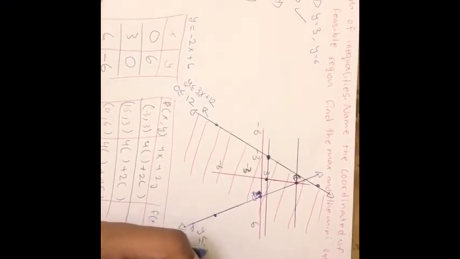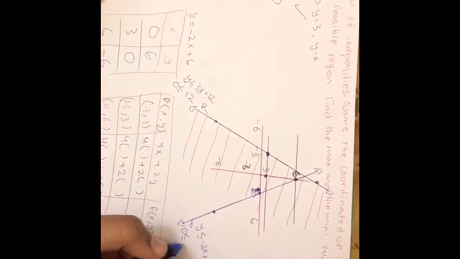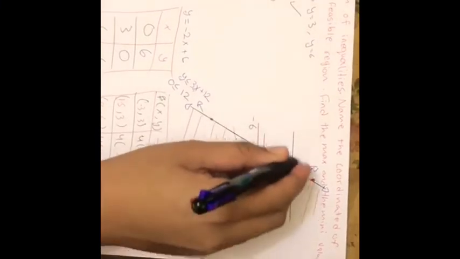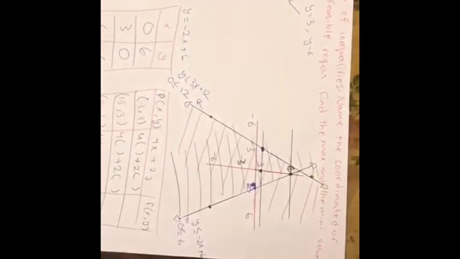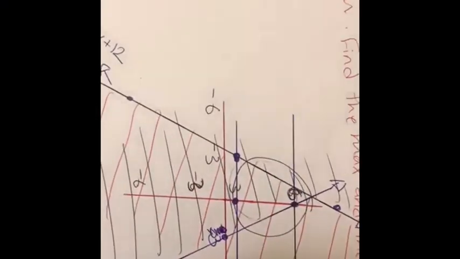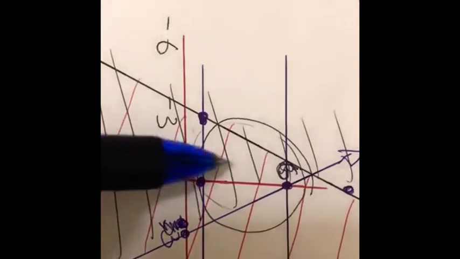And the second line says that y is less than or equal to minus 2x plus 6. And we see if 0 is less than or equal to 6. Is it less than or equal to 6? Yes, it is. So we color this area. So now we find that this is the feasible region. So we solved the first part of our question, which is we found the feasible region.